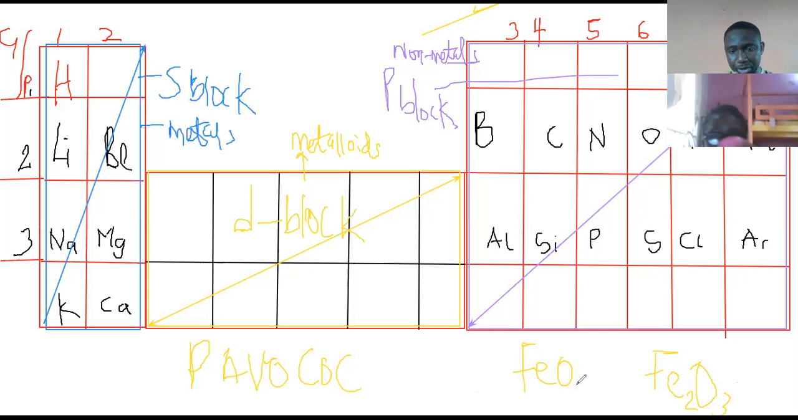Now, what's the difference between this FeO and Fe2O3? Do you know their names? FeO is iron 2 oxide. What is Fe2O3? Iron oxide.